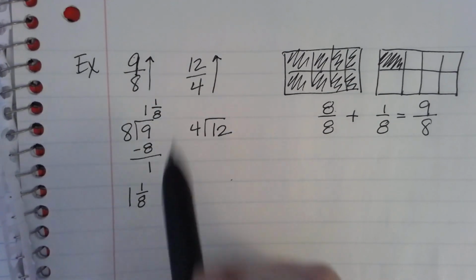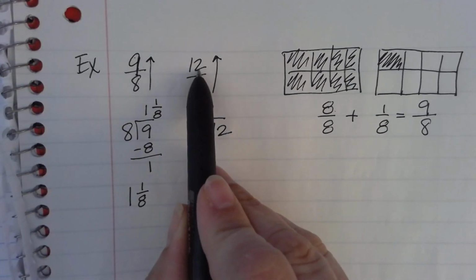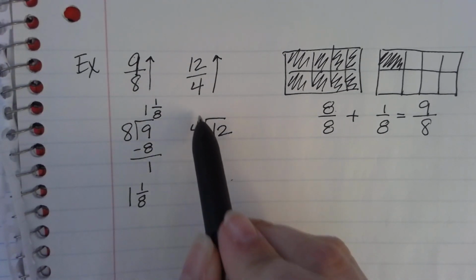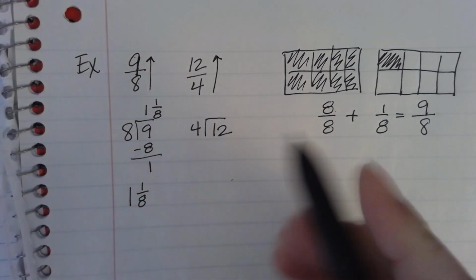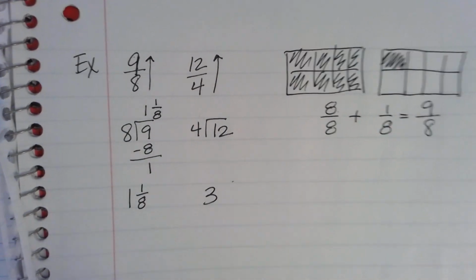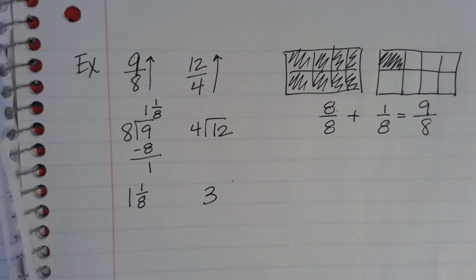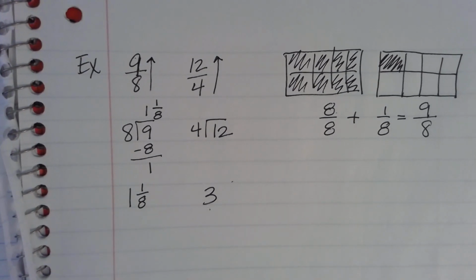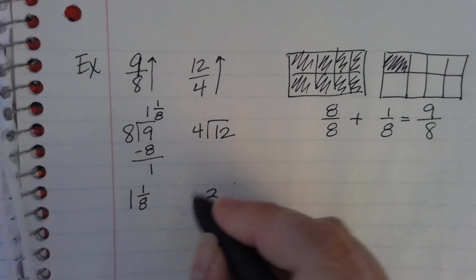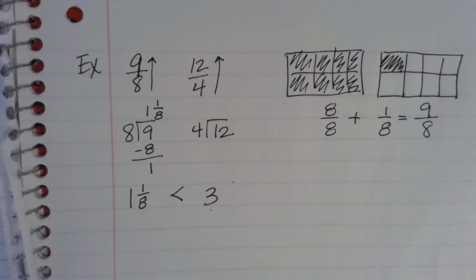I'm going to do the same thing over here for 4 12s. I have 12 pieces. Every 4 pieces I have in there make a whole. 4 into 12 is 3. No remainders. Okay? So I am now comparing 1 and 1/8 to 3. Gosh, I wonder which one is bigger. Oh, I think maybe it's 3. Yippee. All right. Are we good there?